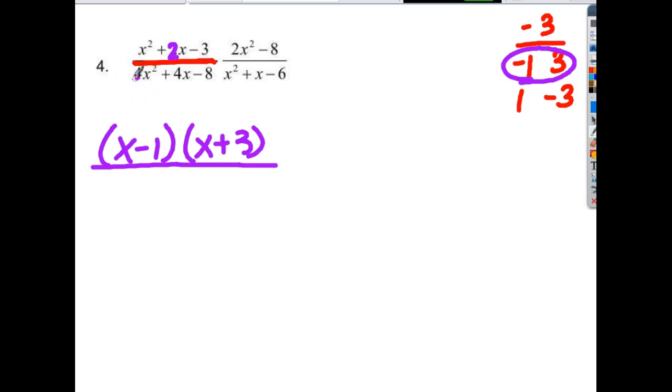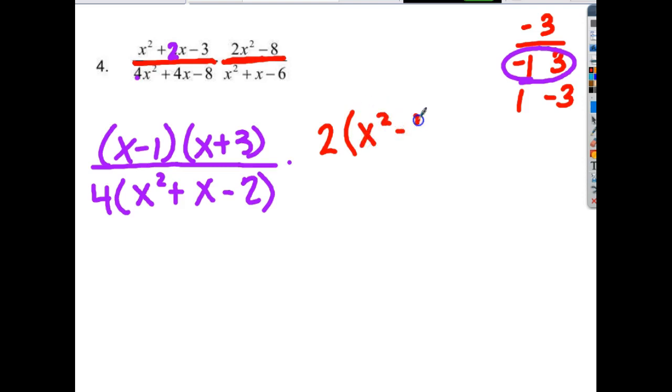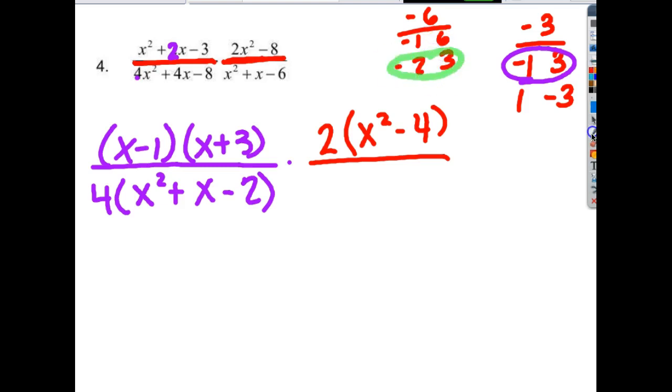Now, this denominator has a GCF. A 4 will factor out of that denominator. That's going to be x squared plus x minus 2. And then this right here has a GCF of 2, x squared minus 4. This, when you multiply the first number times the last number, you write down the factors of negative 6. And so this is what I'm going to use. And so this is going to be x minus 2, x plus 3. It factors some more.